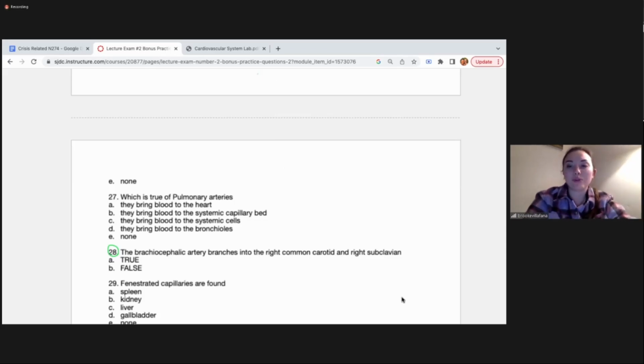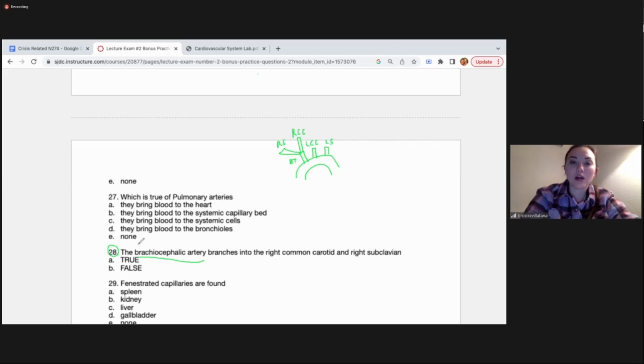So remember that when we're talking about the aortic arch, our little aortic arch starts out with the brachiocephalic trunk, which is also called the brachiocephalic artery. And then we have the left common carotid and the left subclavian, right? That brachiocephalic trunk has two names, and it's going to branch into the right subclavian and the right common carotid. So if you answered true, you would be correct on that question.